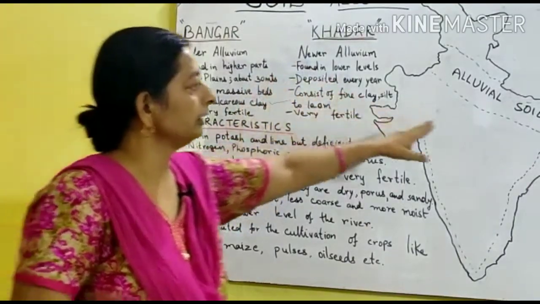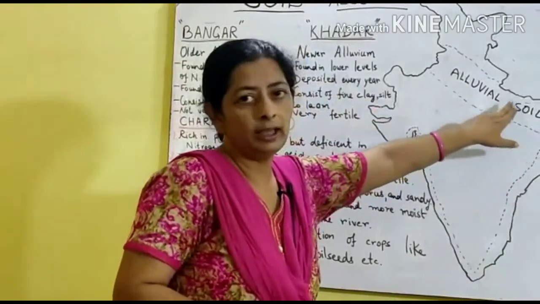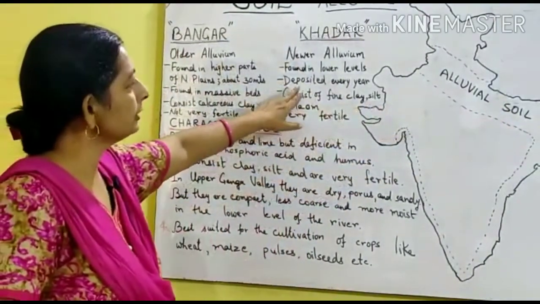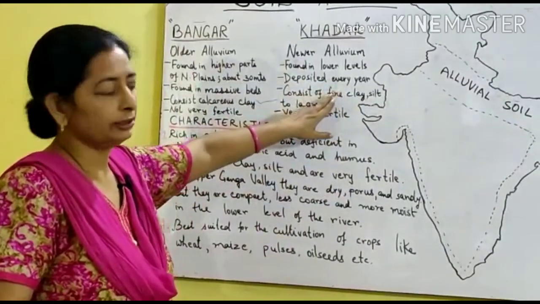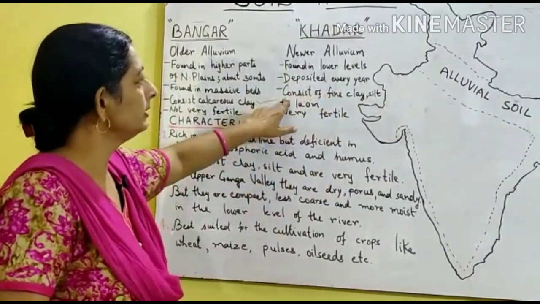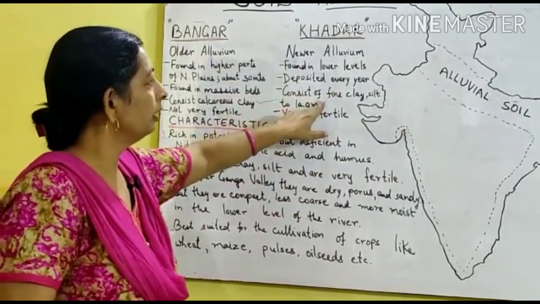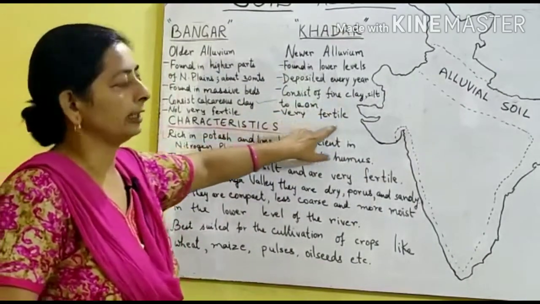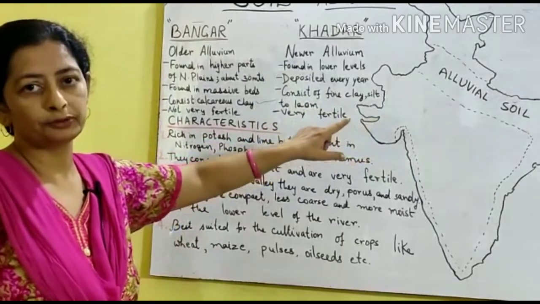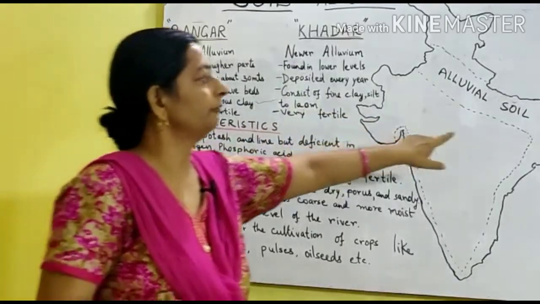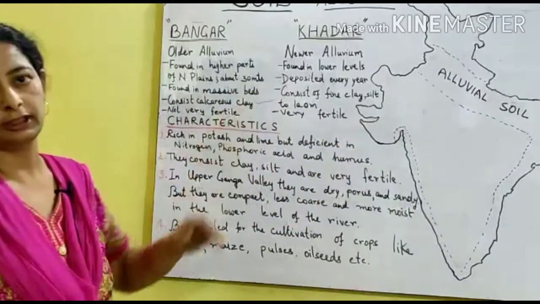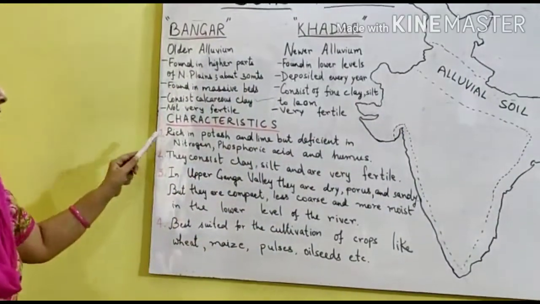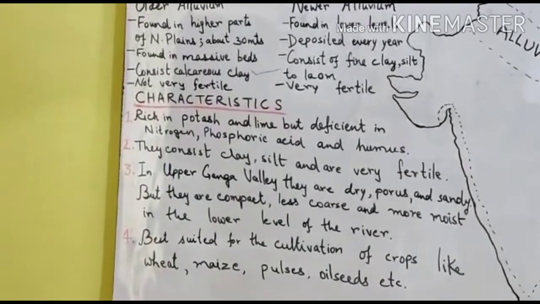The rivers, especially in this area, the river Kosi and other rivers which bring flood, deposit silt every year in these regions, and that is why this silt is almost like fine clay to loam and is very fertile soil. So most of the crops grown in this region have a very good productivity, especially in the lower valleys of Ganga. Now let us see the characteristics of alluvial soil.